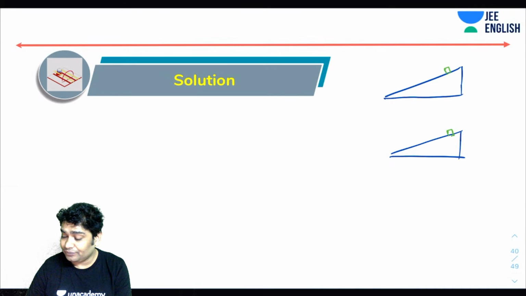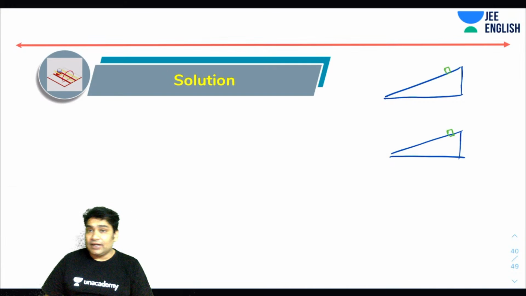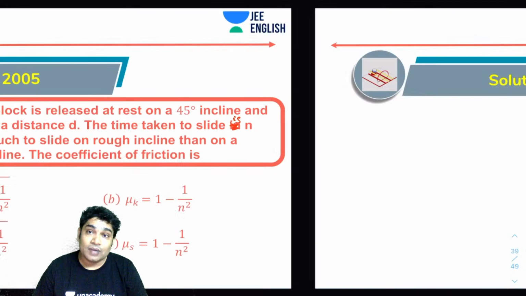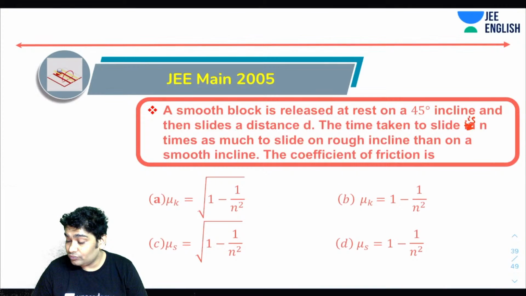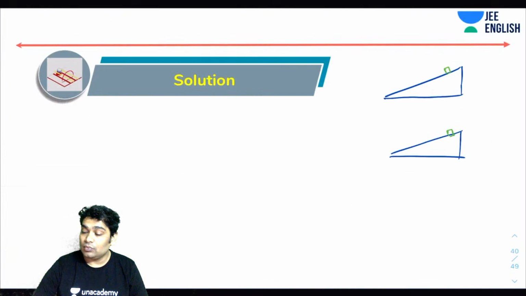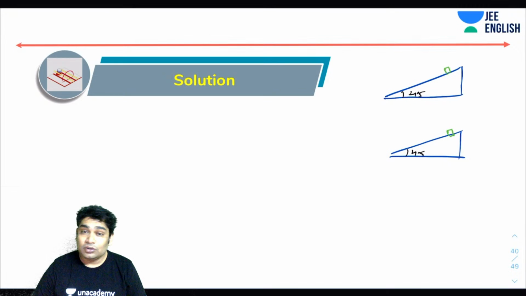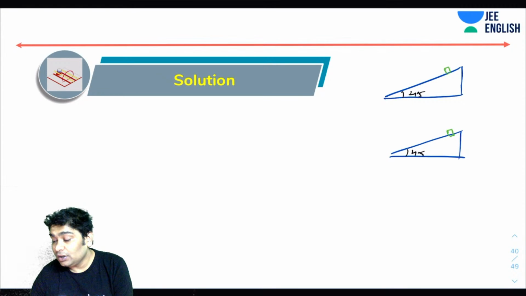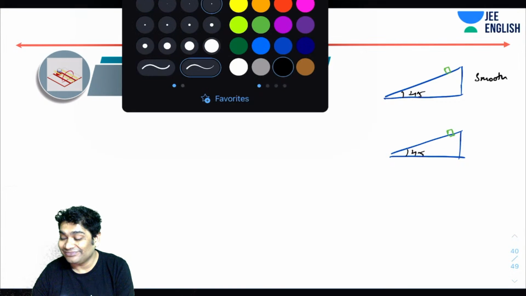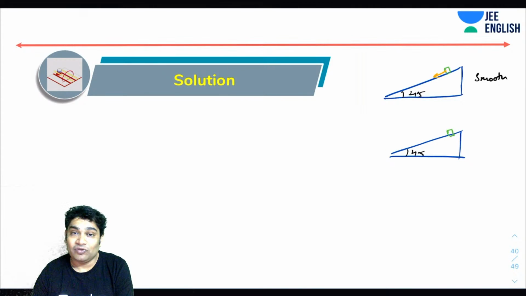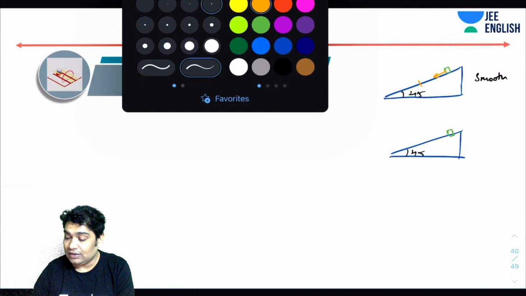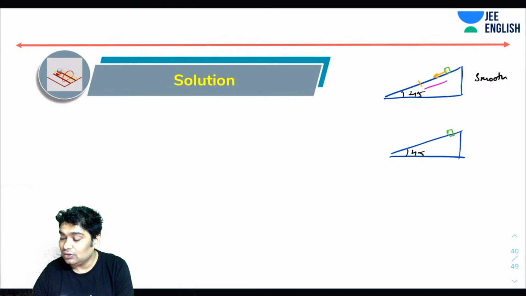Yeah, that is the case. It was released, so it will slide down only. So the idea is, if this is smooth, here the block would have come down quicker, right? It would have moved faster. And let's say to come down to a distance d, it takes a time t1.